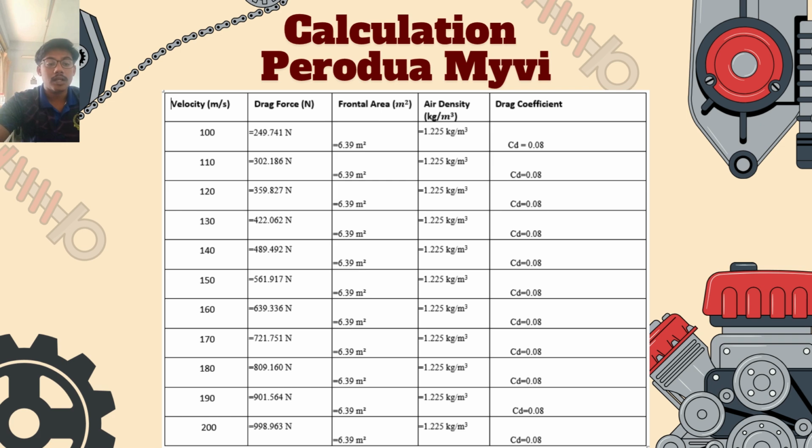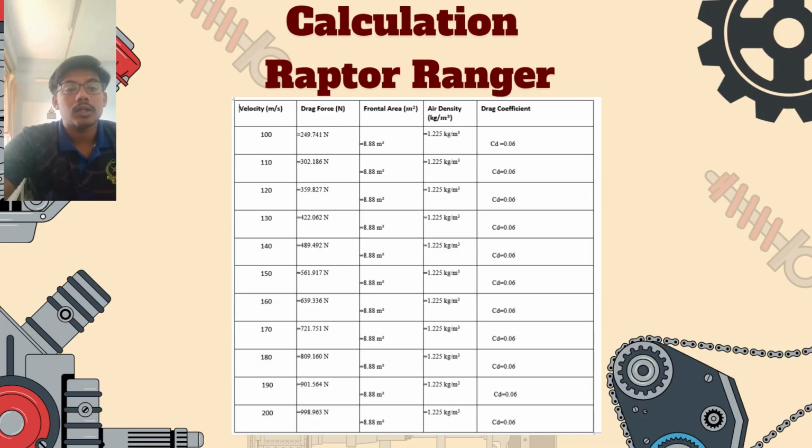And for frontal area we got the same because the area is the same. And for air density also the same, drag coefficient also the same. As you see, with different velocity we got different drag force in Newton. Okay, let's go to the calculation for Raptor Ranger.